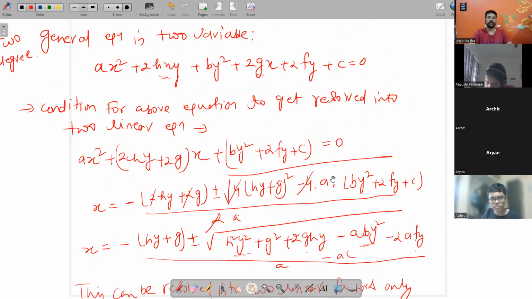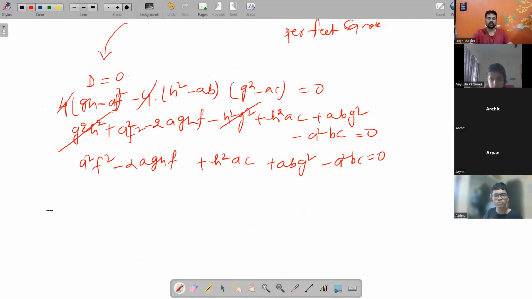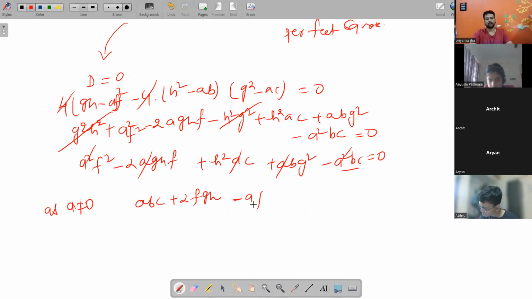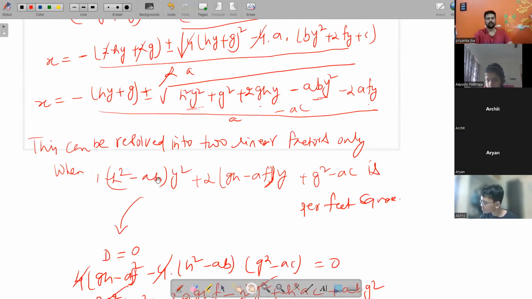And we know that a is the coefficient of x square, so a is not going to be 0, as a can't be equal to 0. So a can be cancelled out. And now take minus common. So we have abc plus 2fgh minus af square minus bg square minus ch square equal to 0. And also we know that because of these things, you can see that this quadratic expression is inside the square root.